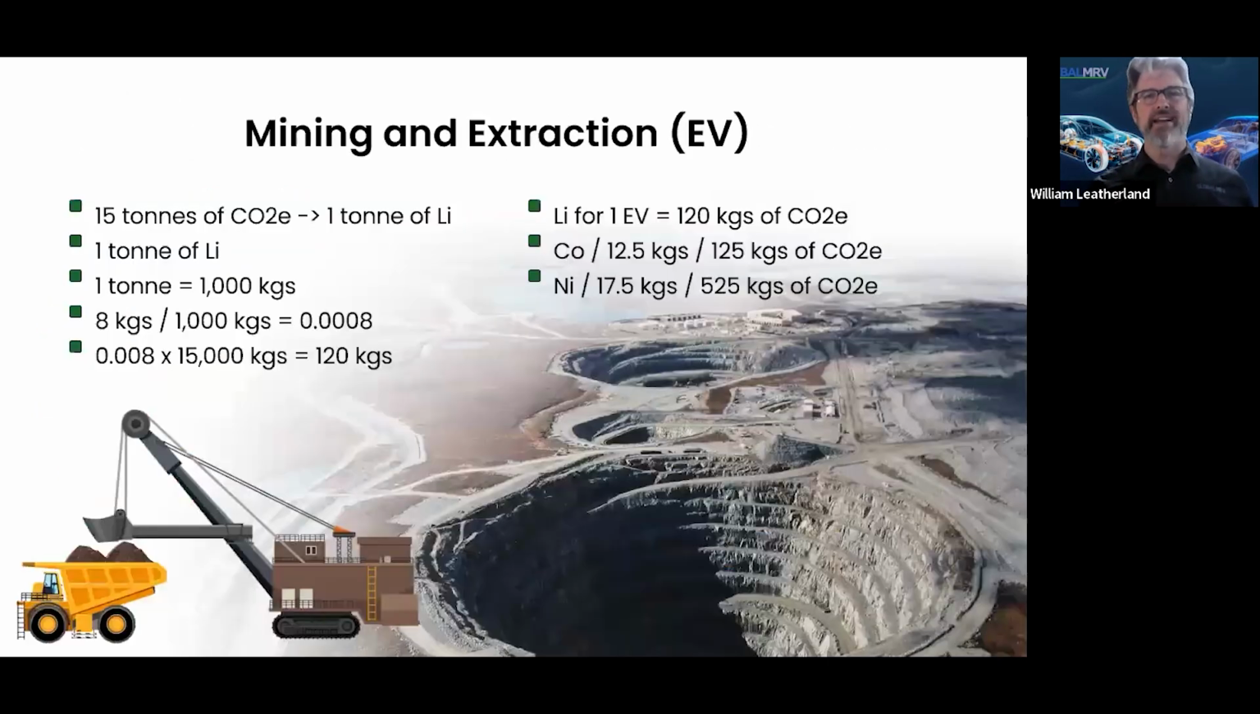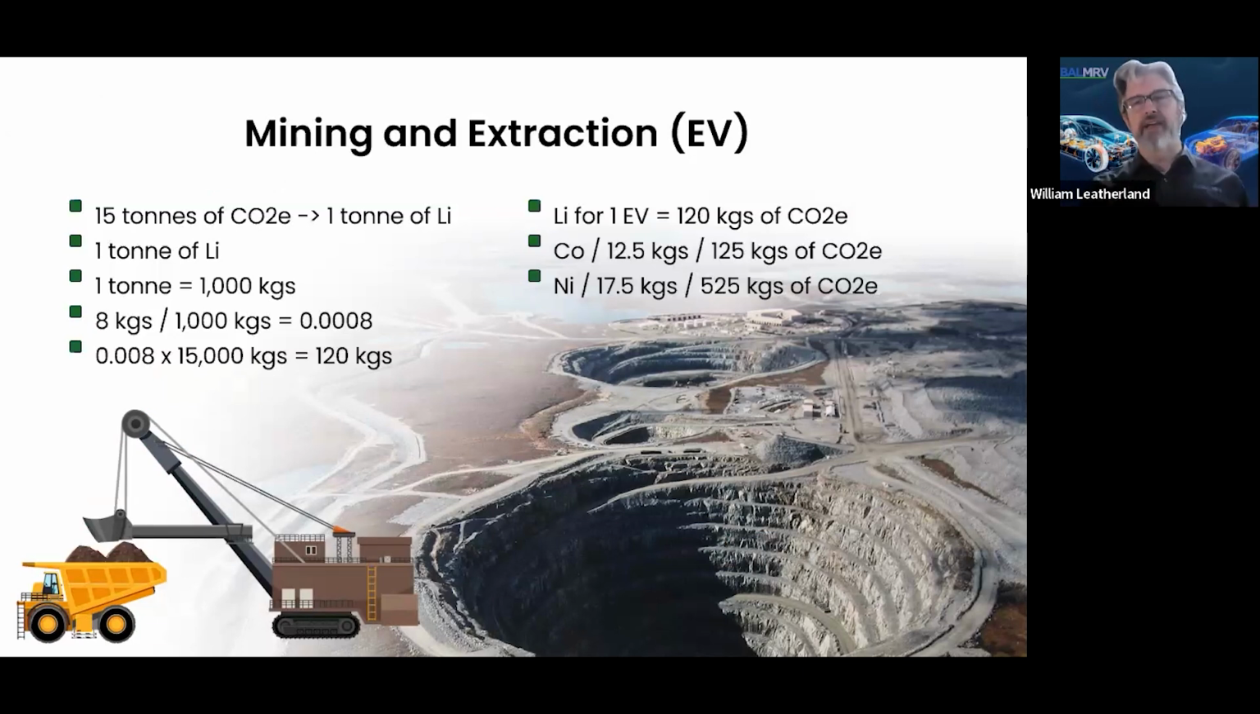So we're going to start with mining and extraction for the electric vehicle. Now, mining and extraction for the electric vehicle is mostly based on the battery that's created. It takes about 15 tons of CO2 equivalent to create 1 ton of lithium. That means all the mining process and distribution process, in order to get that 1 ton of lithium out, produces about 15 tons of CO2 equivalent. So that's just to get 1 ton of lithium.